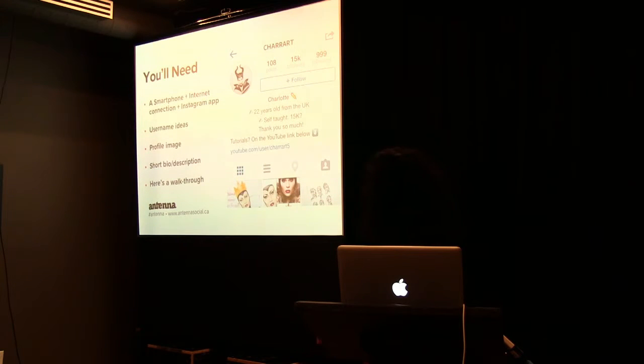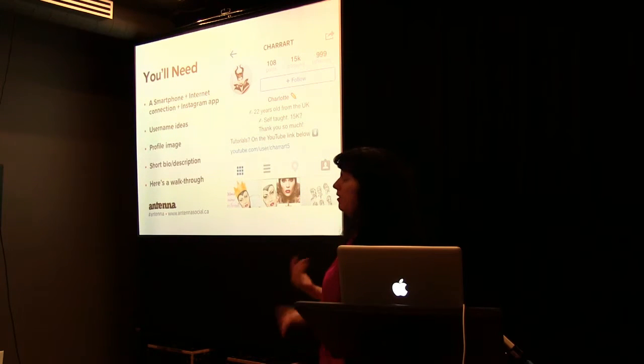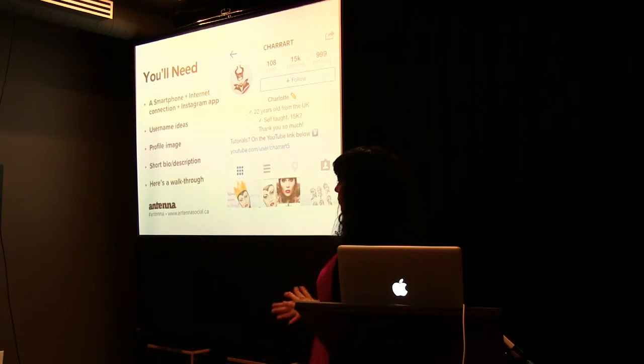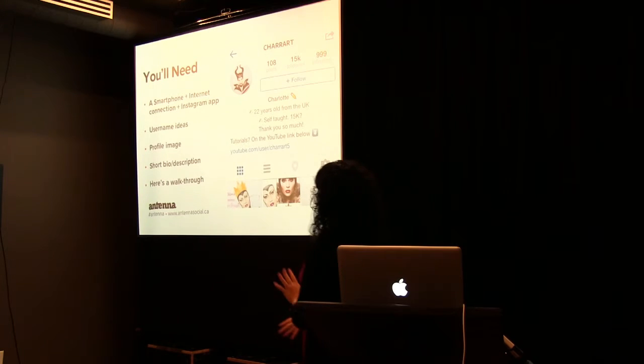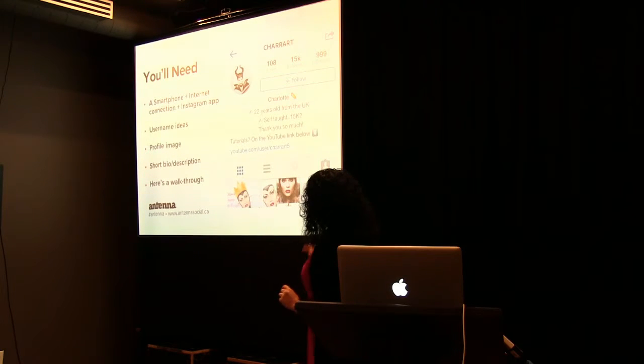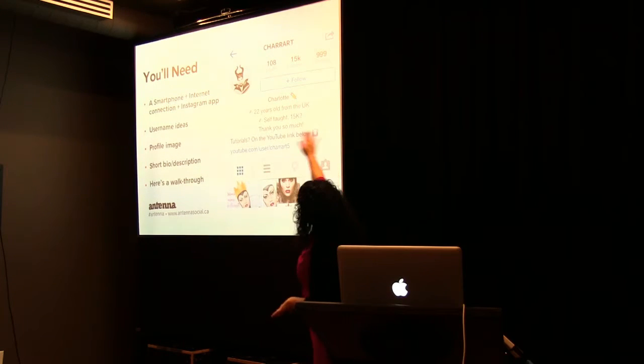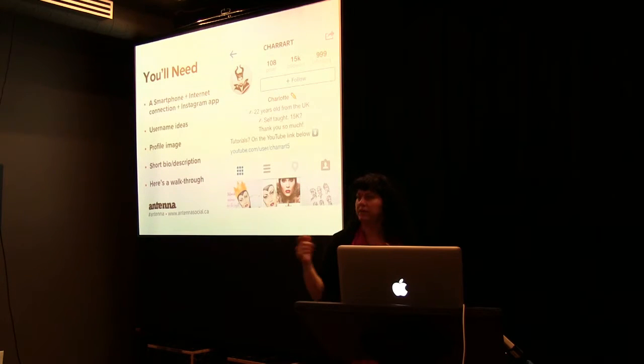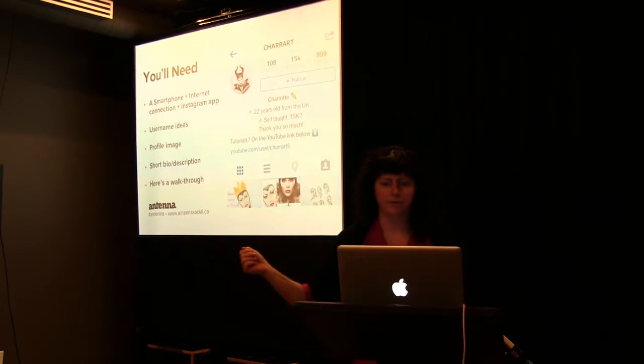Basically what you need to connect is a smartphone, an internet connection, and the Instagram app itself. You need username ideas, a profile image, and a short bio description so that you can have this all set up, and then you can start following people and liking, commenting, and taking your own photos.